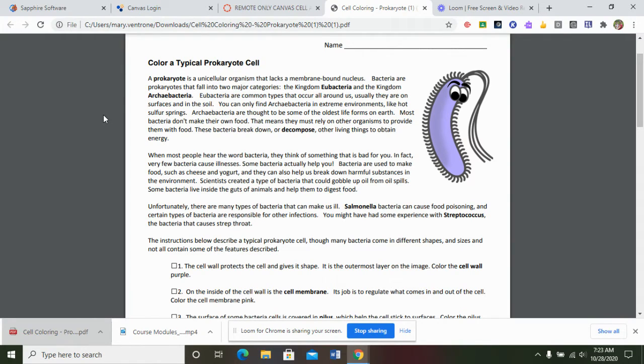Most bacteria don't make their own food. That means they must rely on other organisms to provide them with food. These bacteria break down or decompose other living things to obtain energy. When most people hear the word bacteria, they think something that is bad for you. In fact, very few bacteria cause illnesses. Some bacteria actually help you. Bacteria are used to make food such as cheese and yogurt. They can also help us break down harmful substances in the environment. Scientists created a type of bacteria that could gobble up oil from oil spills. Some bacteria live inside the guts of animals and help them to digest food.